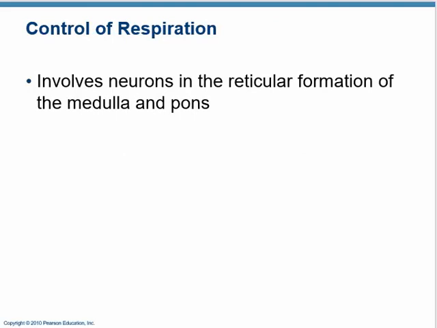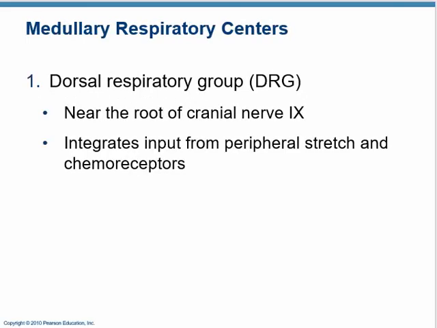The last thing we're going to talk about is controlling respiration, controlling rates of breathing. So this happens in the brainstem, in the medulla oblongata and the pons. There are different groups of neurons that control it.